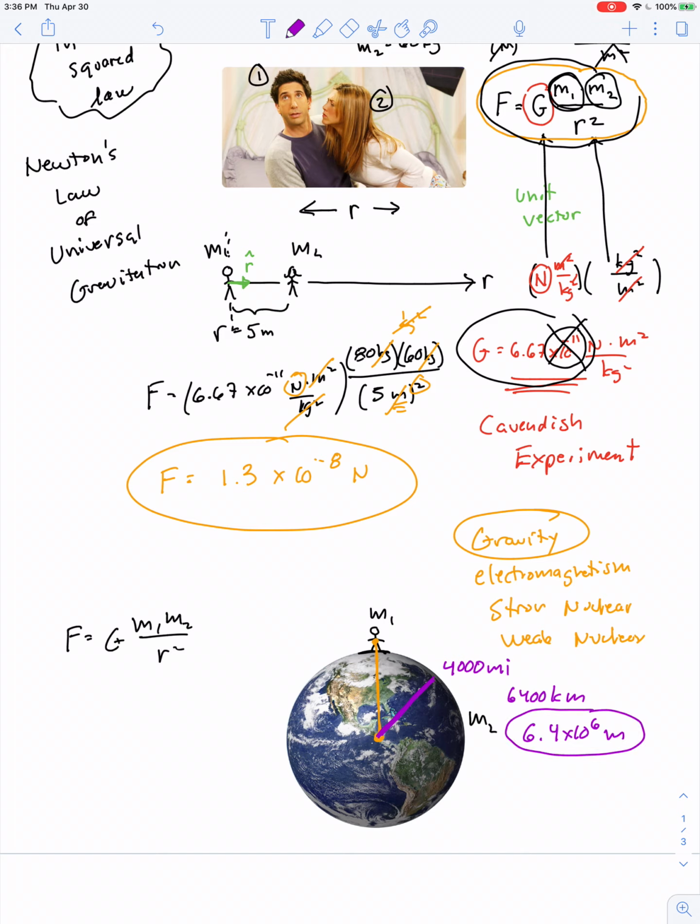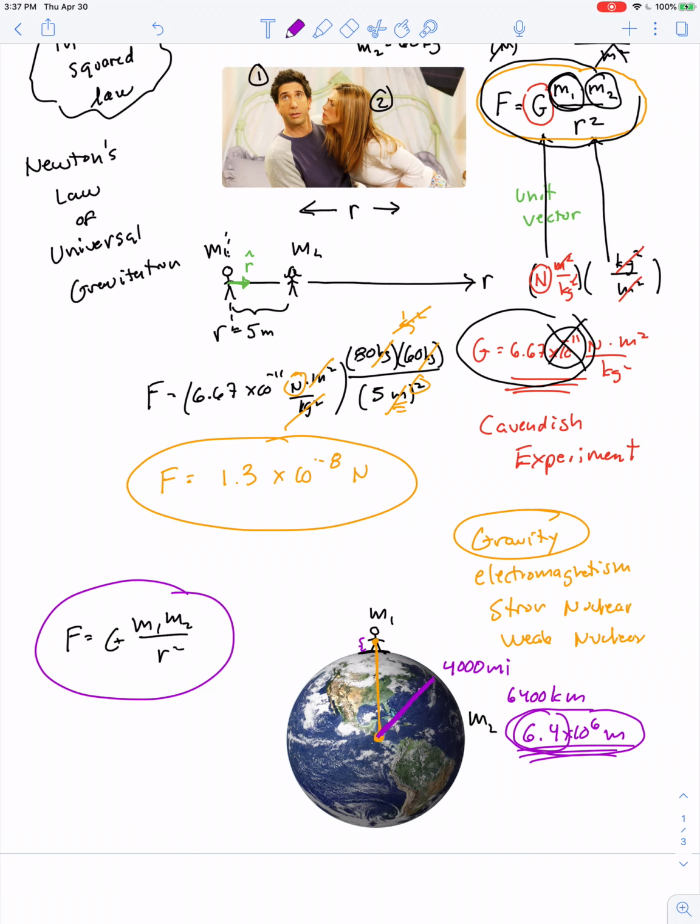Do we really need to add on the additional 1 meter or so from Ross's feet to his belly button? Adding 1 more meter into this value, we won't even see it if we only stick to 2 sig figs. So, for all practical purposes, for anything that's at the surface of the Earth, its distance from the Earth, when using this equation, is the radius of the Earth.